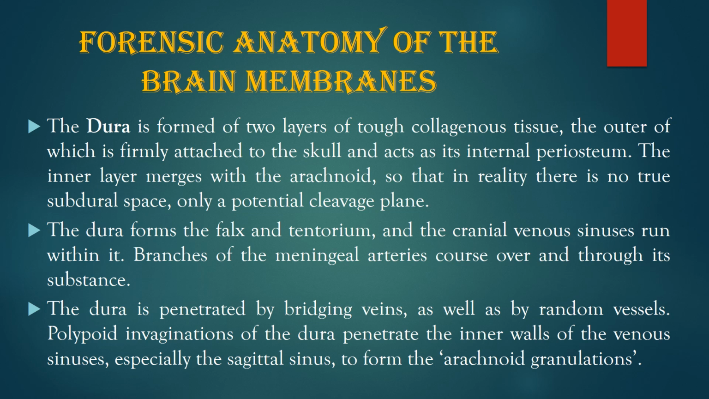Now, dura is penetrated by various bridging veins. We have come across the bridging veins as the emissary veins when we were dealing with the anatomy of the scalp. So multiple veins and small vessels are traveling from one layer of the dura mater to another, that is from arachnoid mater to the periosteum. While these vessels are traveling, the arachnoid mater forms some polypoid invaginations into the dura mater. These are known as arachnoid granulations. From these arachnoid granulations, cerebrospinal fluid is absorbed.